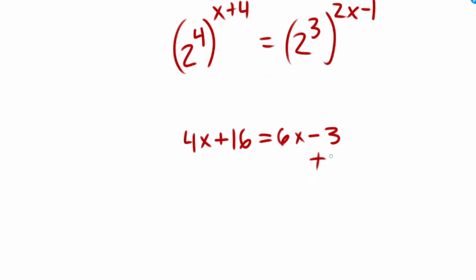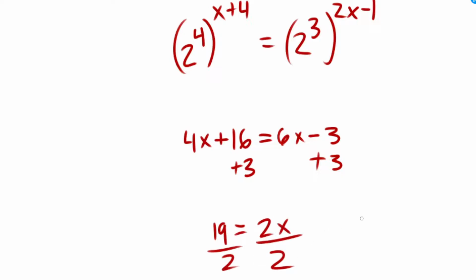We're going to add 3 to both sides, which gives you 19. We're going to subtract 4 from both sides, which gives you 19 is equal to 2x. Okay, I just was being confused. This is the right answer. 19 divided by 2 is equal to x. I was just confusing myself.